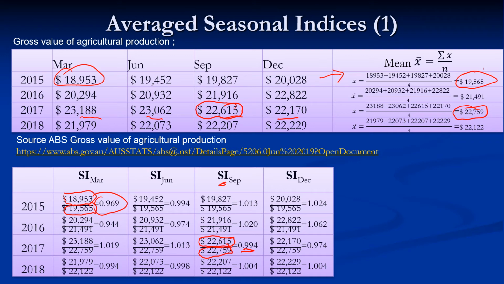And that's what this is standing for here. So seasonal index for September for 2017, and you can see that that's 0.994. So it's a little bit down for that example there.